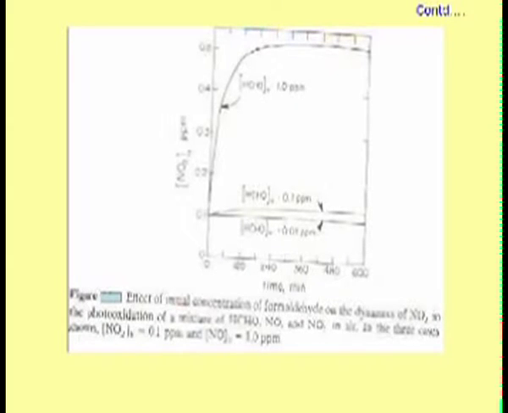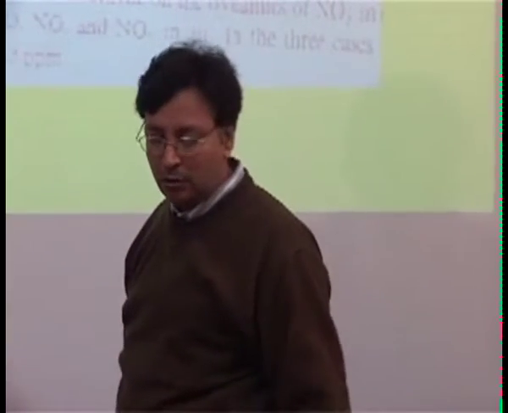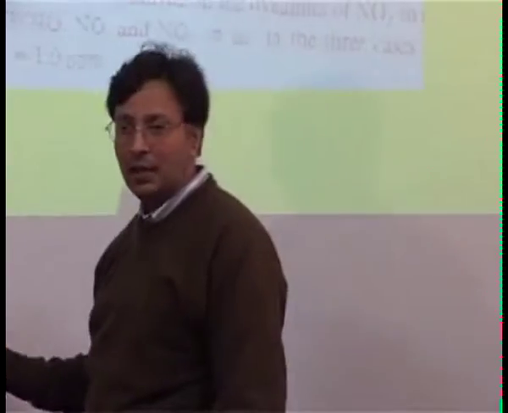This side is NO2, and this side is your time, and this side is the concentration of SCHO. As you increase from 0.01, because earlier we had fixed the SCHO, right? So here you are increasing from 0.01, and you see some NO2 being formed. You increase this, more NO2 is formed, you increase this much more, and you see more NO2 is formed. As more NO2 is formed, more ozone is likely to be formed.